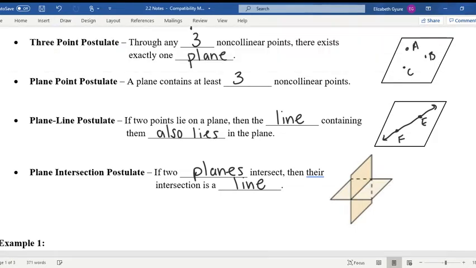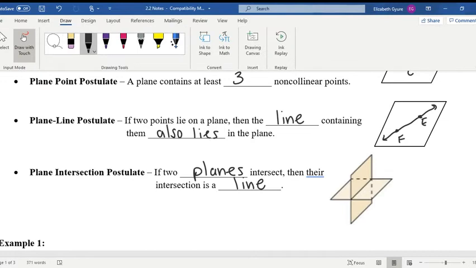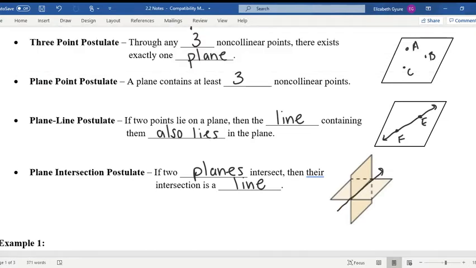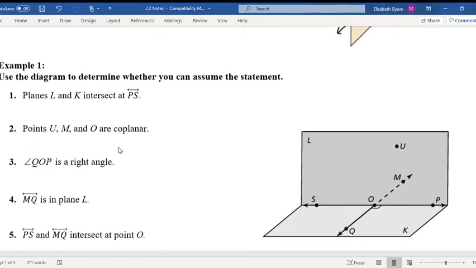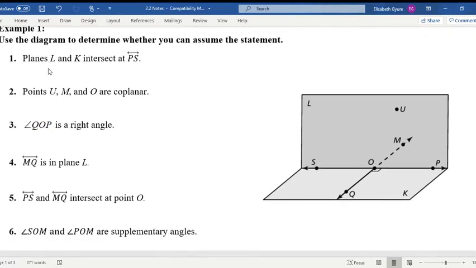So if those intersect, then they intersect at a line. Okay. So let's look at an example. This example deals with some of these postulates, but looking at it in an example. So, can we determine these based off the picture? Example 1 says use the diagram to determine whether you can assume the statement.